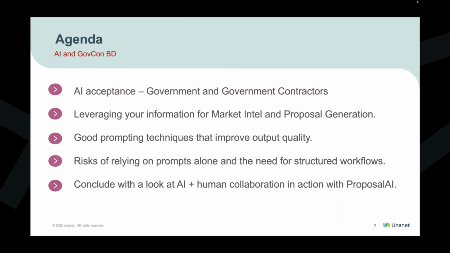We're going to talk about AI acceptance across the marketplace, what we've seen, and where we see trends going. We'll cover using your information to help across that BD and capture life cycle, whether it's on the market intel side, developing proposals, things like that. We're going to talk about some good prompting techniques. Matt and I spend a lot of our day figuring out what good looks like and learning what good doesn't look like, so we're going to share the best practices that we've learned. And of course, figuring out how to help that scale across your organization.